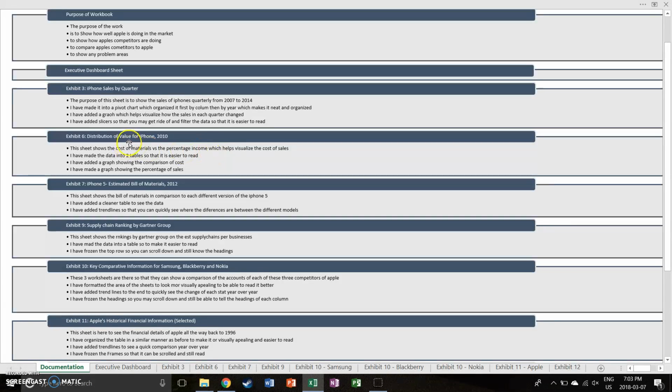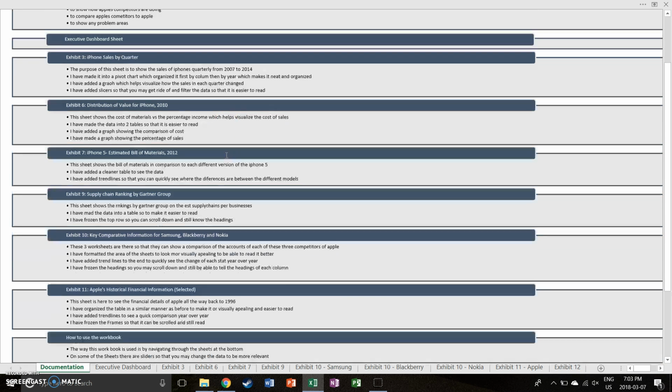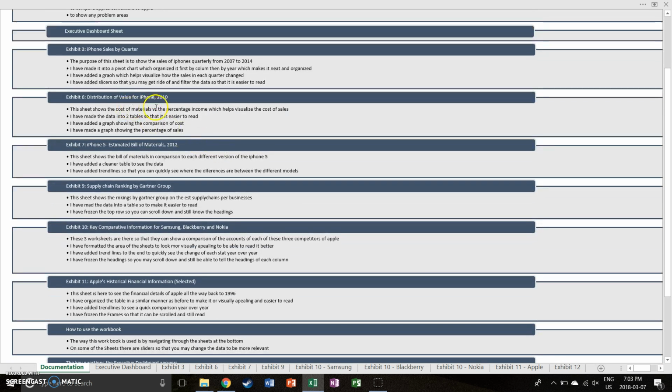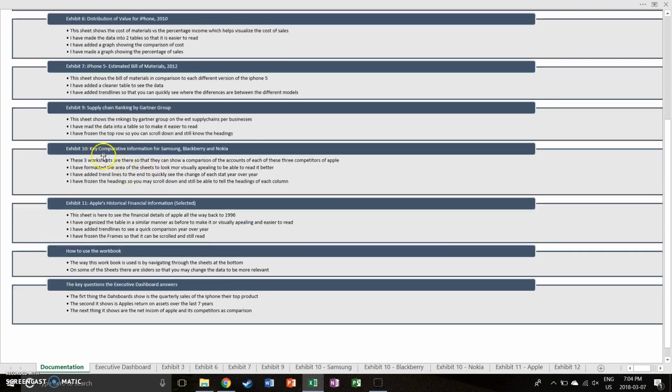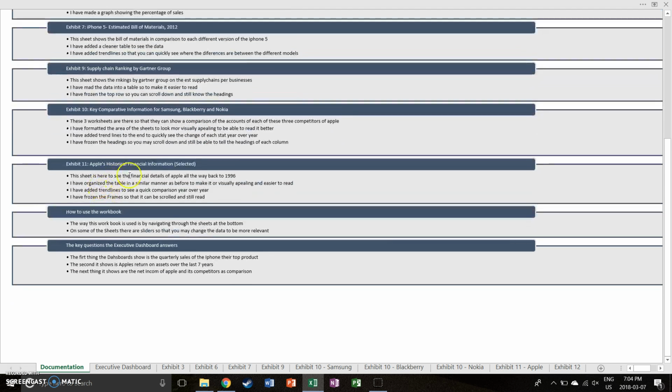Exhibit 3 is the iPhone sales per quarter. Just shows iPhone quarterlies from 2007 to 2014. Exhibit 6 is the distribution value for iPhone 2010. Exhibit 7 is the iPhone estimated bill of materials 2012. Exhibit 9 is the supply chain ranking by Gartner Group. Exhibit 10 is key comparative information for Samsung, BlackBerry, and Nokia. Exhibit 11 is Apple's historical financial information.